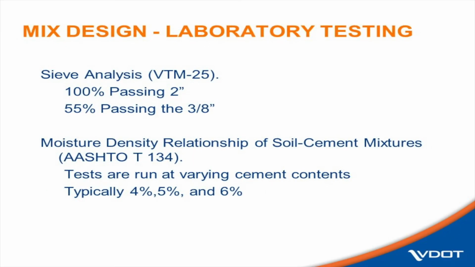So one of our important tests is gradation. Right now we have 2 specs with VDOT: 100% passing the 2-inch, and then at least 55% passing the 3/8 sieve. Moisture density relationship of soil cement mixtures: generally we run 4, 5, and 6%. And oftentimes it comes out in this range for most soils.